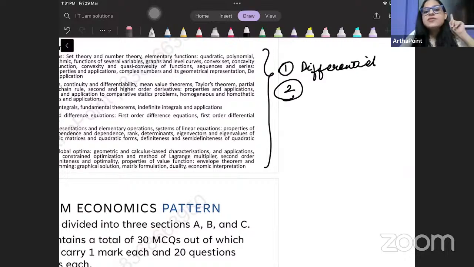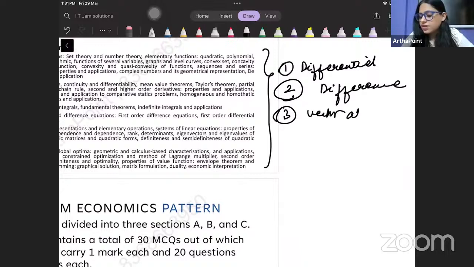Number two, there is a fixed topic that would be coming from your difference equation, one question from difference equation. Number three, there is a fixed question that will be asked from vector algebra, in which they may ask you something about span, about bases. They may ask you the dimension. So fixed question. They may ask you about eigenvector, eigenvalue. Fixed question hai. Aega hi aega.